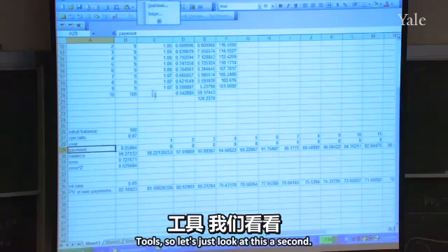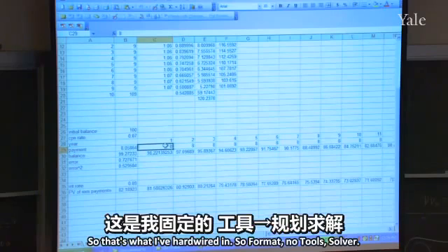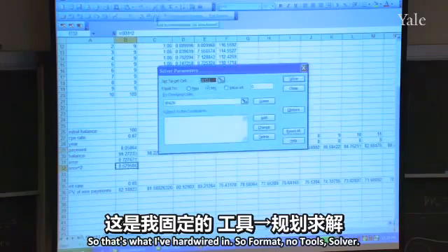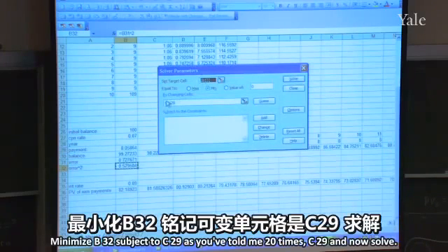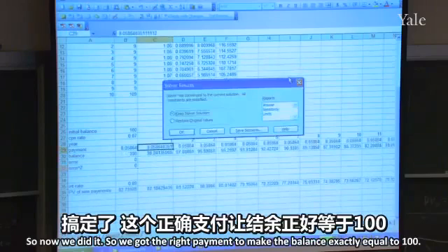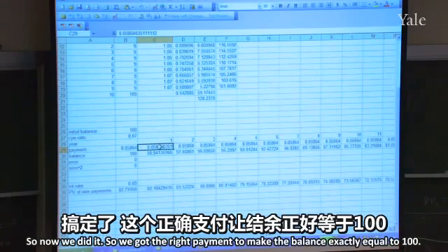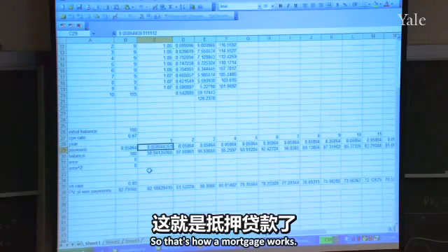Let's just look at this a second. So that's what I've hardwired in. So tools, solver, minimize B32, subject to C29, as you've told me 20 times, C29, and now solve. Okay, so now we did it. We got the right payment to make the balance exactly equal to 100. So that's how a mortgage works.